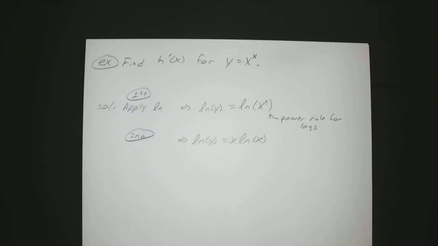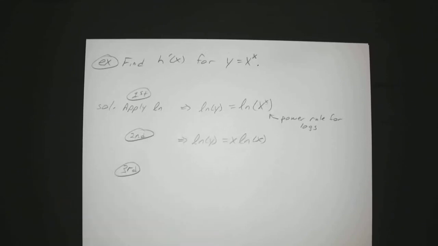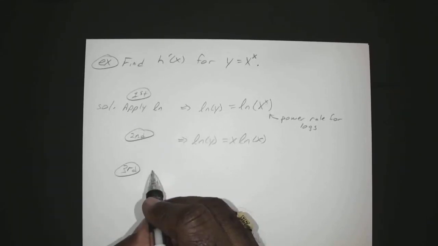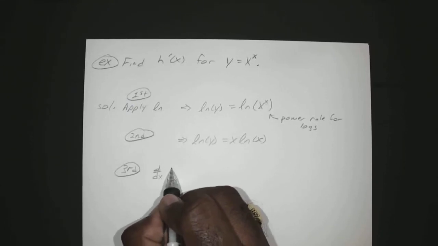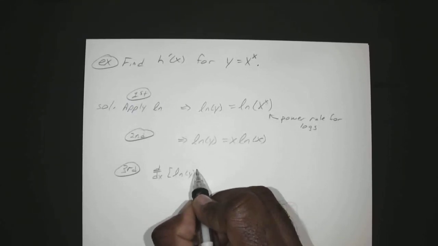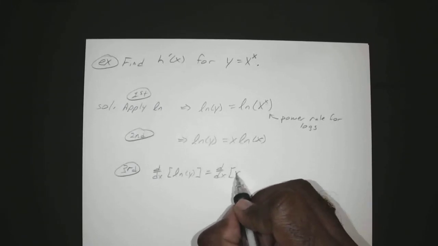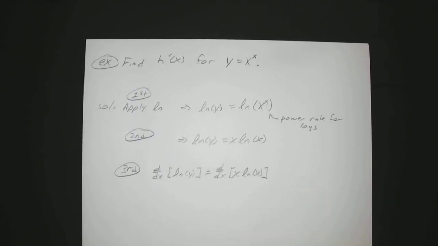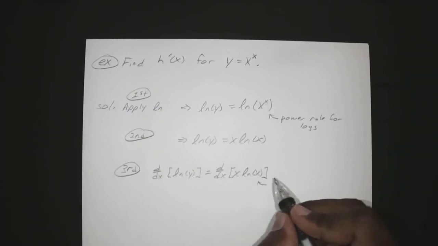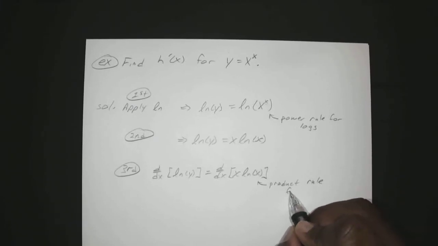Okay. Your third step is you're going to differentiate both sides. Okay. So remember, if you differentiate natural log of y and the derivative of x natural log of x. Okay. Now for the right side, you're going to have to use the product rule for derivatives.